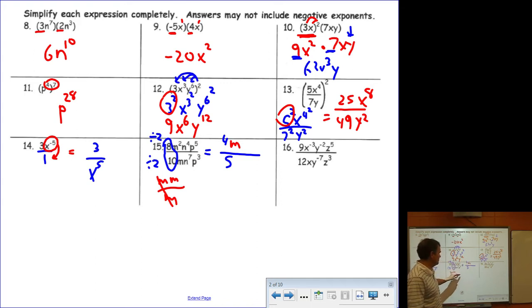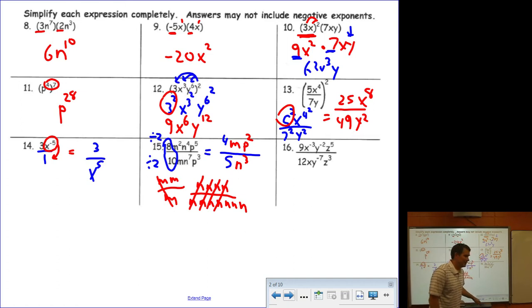The n's have 4 n's on top and 7 on the bottom. So when I go to cancel out the n's, I'm left with 3 n's on the bottom. And the p's, of course, 5 on top and 3 on the bottom. When I cancel them out, I end up with 2 on top because there's 2 extra on top.